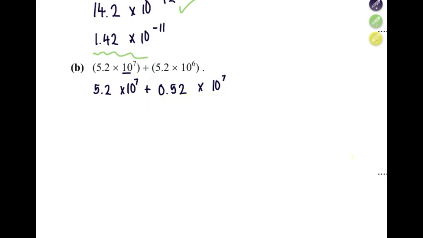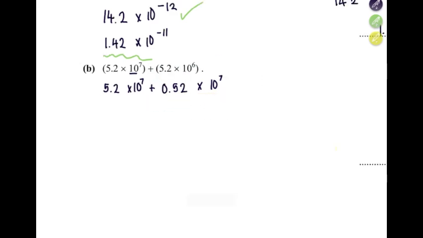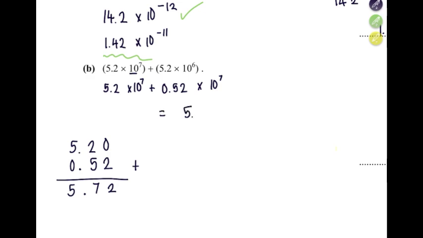Now we can add them. So what is 5.2 plus 0.52? And another 0 there. 2. 5 plus 2 is 7.5. This is going to be 5.72 times 10 power 7.